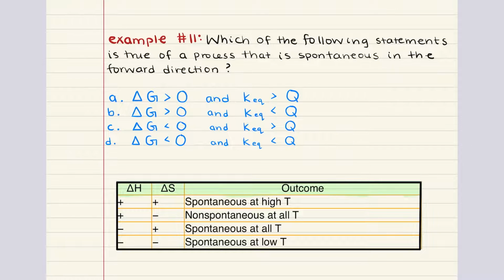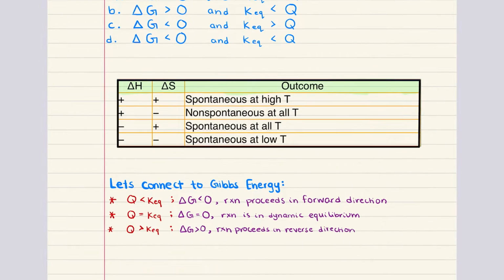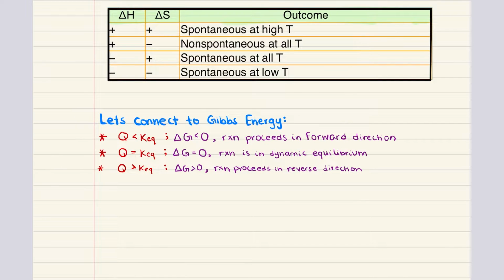Problem 11 says, which of the following statements is true of a process that is spontaneous in the forward direction? So let's review a couple of concepts really quickly from this chapter and from the previous chapter. When delta G, the change in Gibbs free energy, is less than 0, then the reaction proceeds in the forward direction. It's spontaneous in the forward direction. Now, when this is the case, Q is going to be less than KEQ. That means the reaction quotient is going to be less than the equilibrium constant.